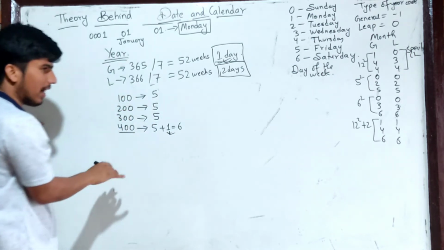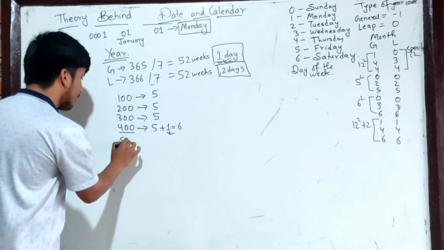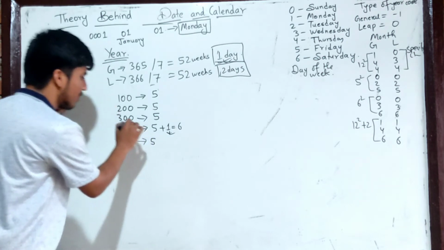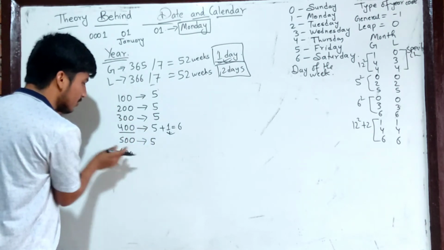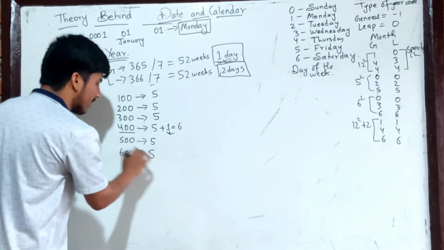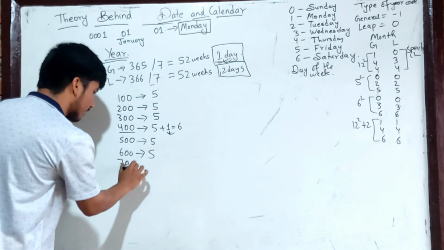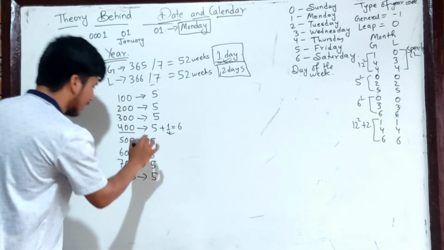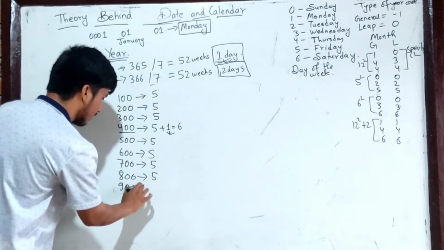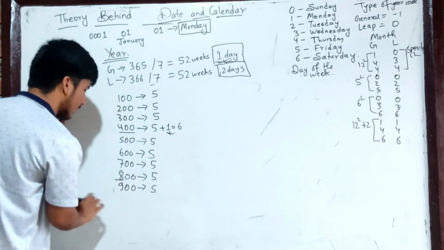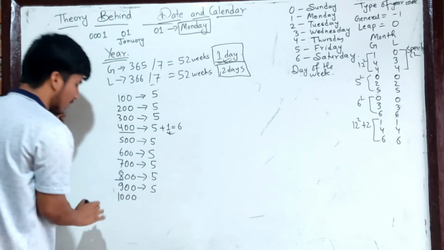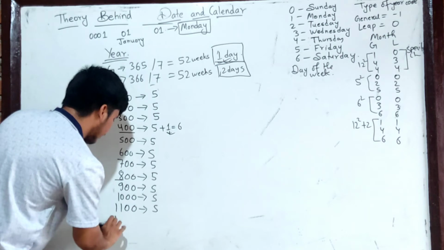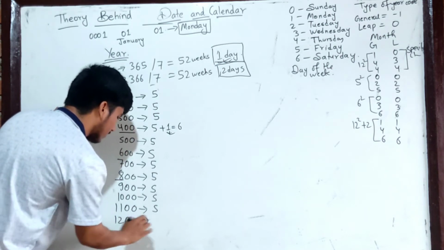So similarly, if we go down, we have 500. Then in 500 we will have another 5 odd days. Between 500 and 600 we will have another 5. In 700 we will have another 5. 800 we will have another 5. 900 we will have another 5, right? And 1000 we will have another 5. 1100 we will have another 5. 1200 we will have another 5.